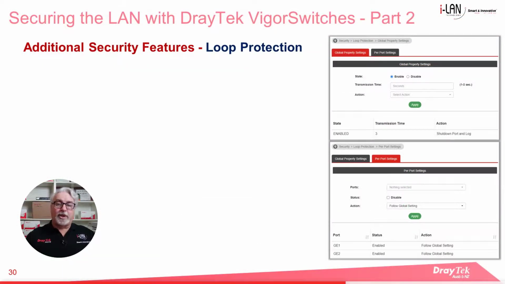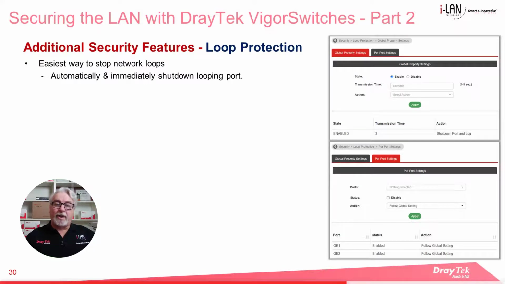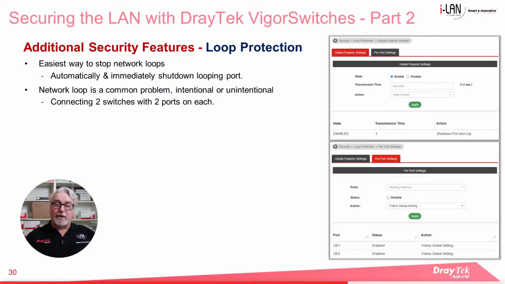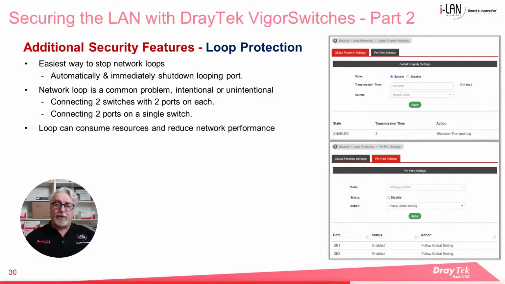Dratec VigaSwitches also provide loop protection to automatically shut down the port when a loop is detected. Looping can occur when connecting two switches with 2 ports on each or connecting 2 ports on a single switch. It consumes switch resources, reducing network performance. It can cause a broadcast storm or denial of service.